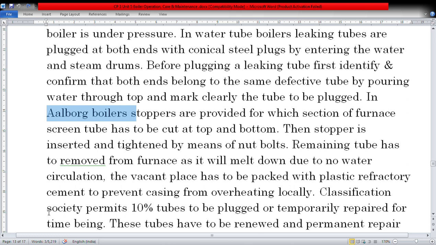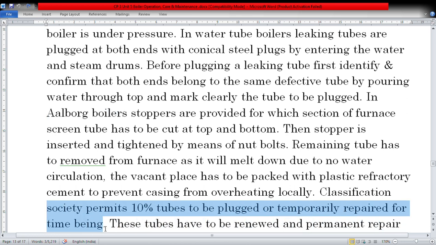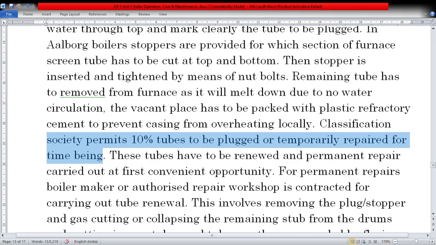Okay, 10% of tubes can be plugged or temporarily repaired for the time being. Those tubes have to be renewed and permanent repair carried out at the first convenient opportunity. For permanent repair, a boiler maker or authorized repair workshop is contracted for carrying out the tube renewal.